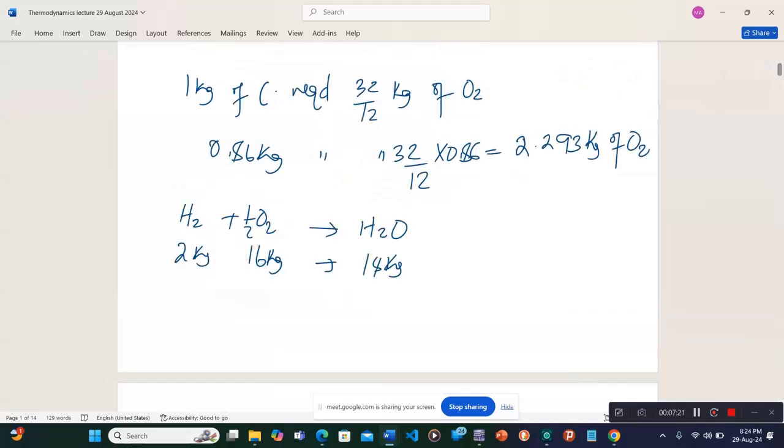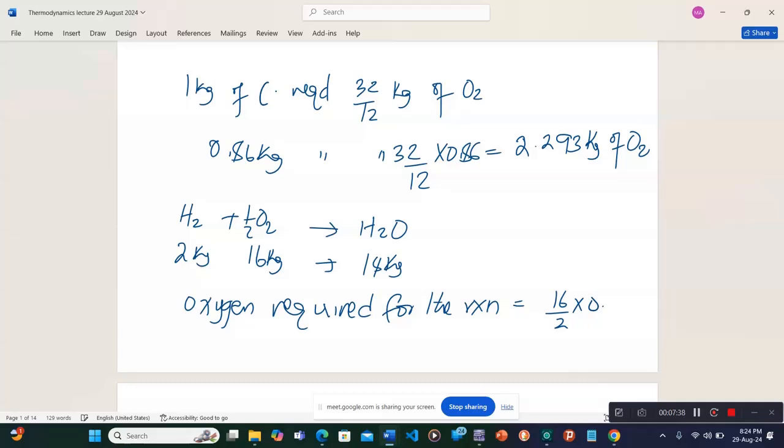So that means the oxygen required for the reaction will equal 16 out of 2 times 0.1175. So we have 8 times 0.1175, and this gives us 0.94 kilograms.